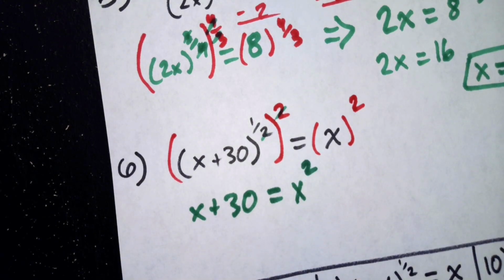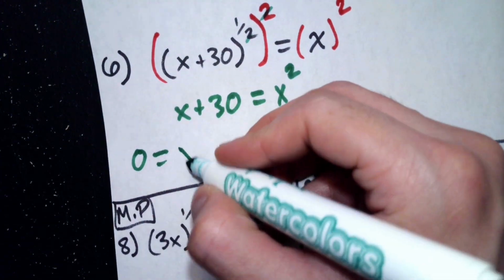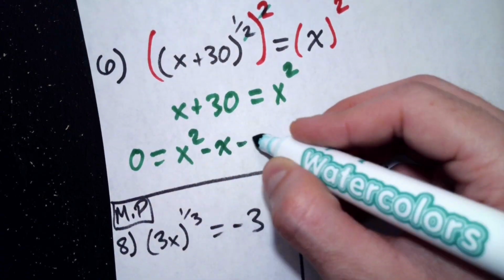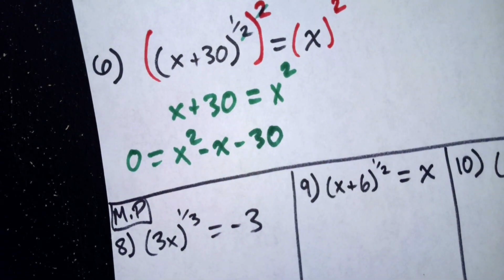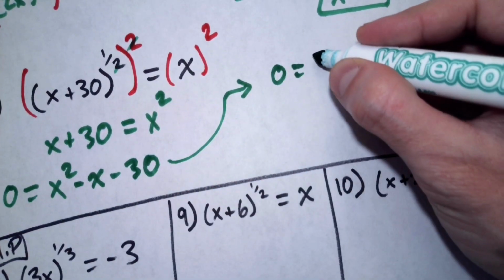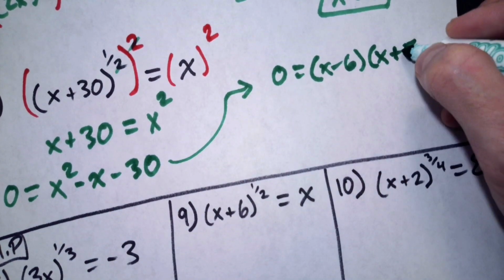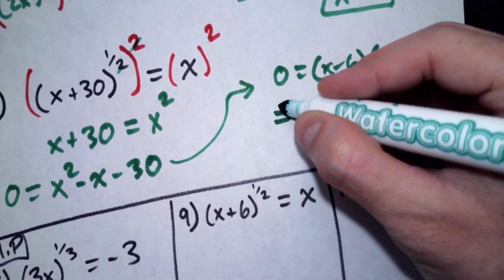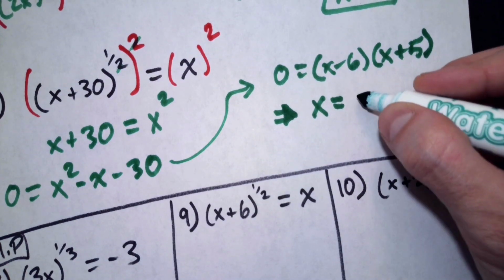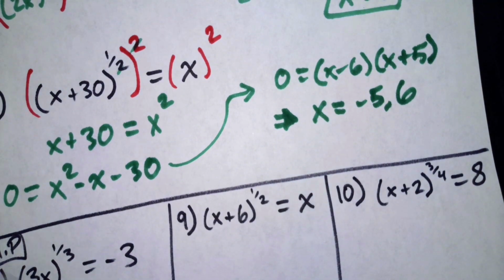x squared. And if I send everything to one side, I'm going to get that 0 is actually equal to x squared minus x minus 30. And we got to remember, once we factor this, we get that 0 is x minus 6 times x plus 5, which tells me that I have 2 possible solutions. x is equal to -5 or 6. But we do not know if these are solutions just yet.